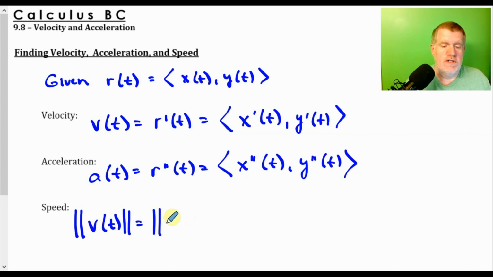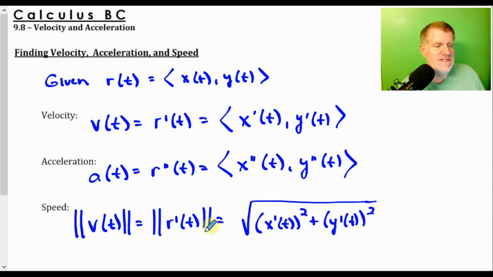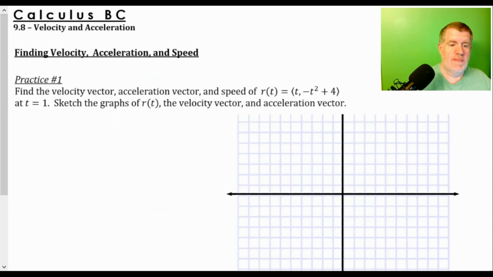And of course, velocity is the derivative of the position. Or put into xy terms, it's like the distance formula. It's the square root of the change of x, x prime of t squared, added to the change in y squared. Just like the distance formula. And that is your speed. All right, let's use it.